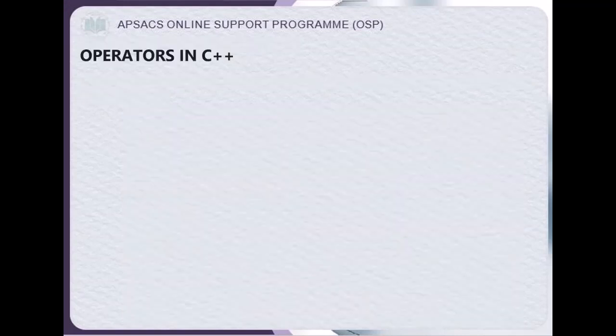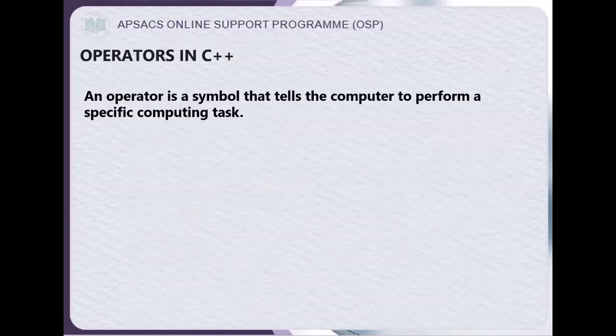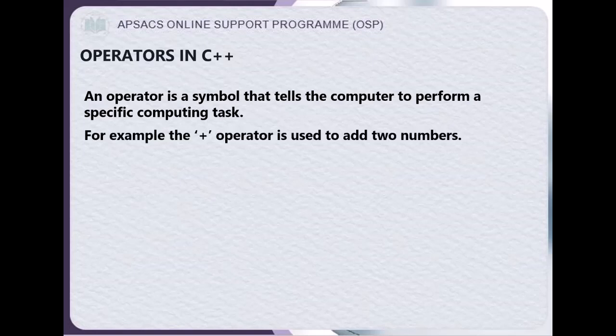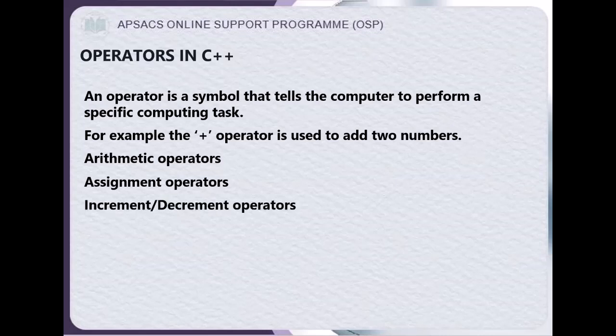Operators in C++. An operator is a symbol that tells the computer to perform a specific computing task. For example, the plus operator is used to add two numbers. Today we will discuss arithmetic operators, assignment operators, increment and decrement operators.